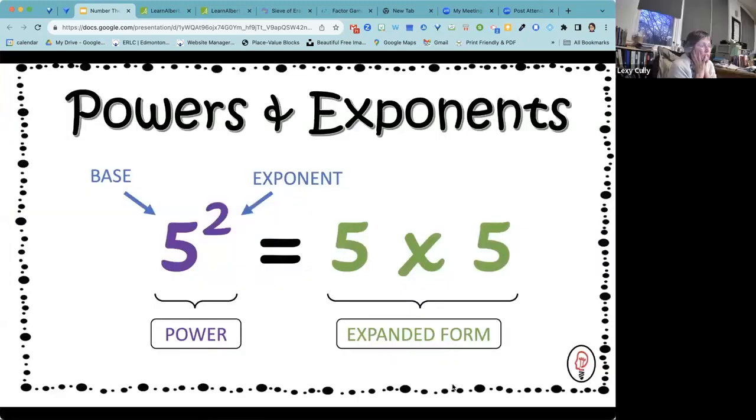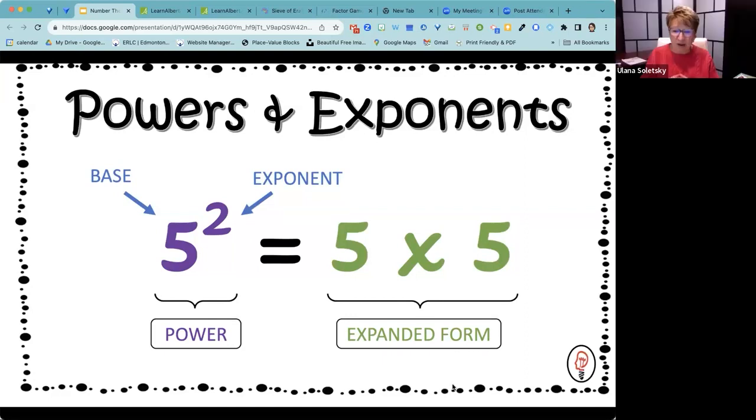And so, powers and exponents. I know that a lot of teachers call this whole thing here, like 5 to the power of 2, the exponent. They say 5 to the power of 2, and this is the exponent. That's not the exponent. That's called the power. The exponent is the number that indicates how many times we multiply the base by itself.